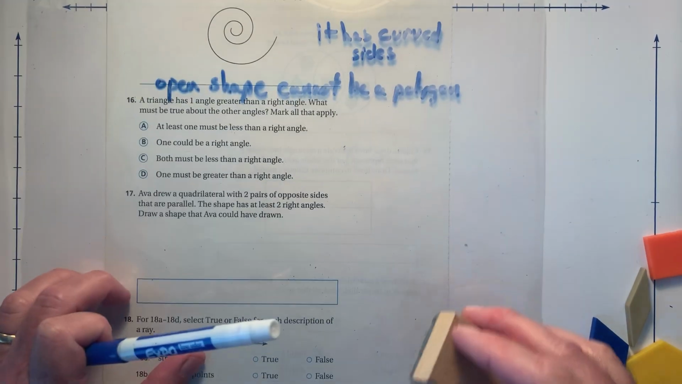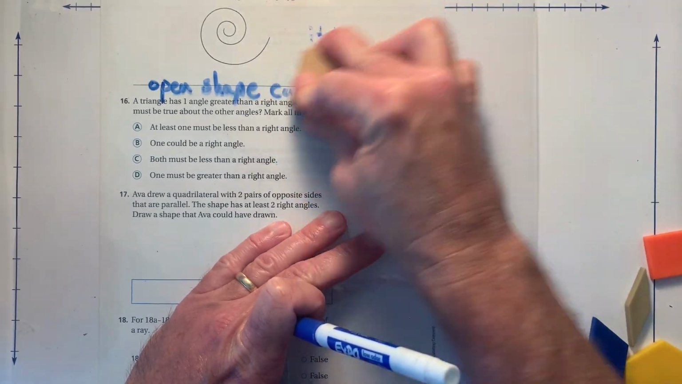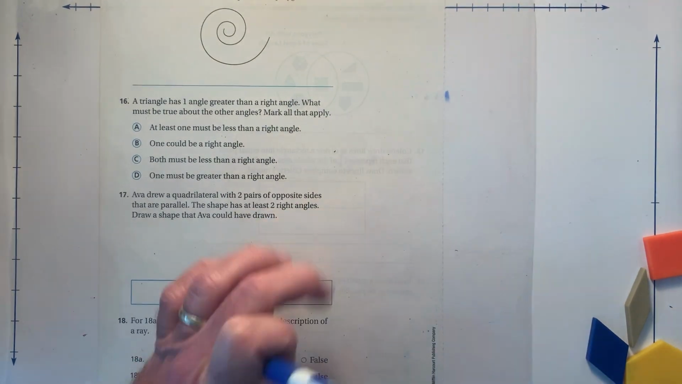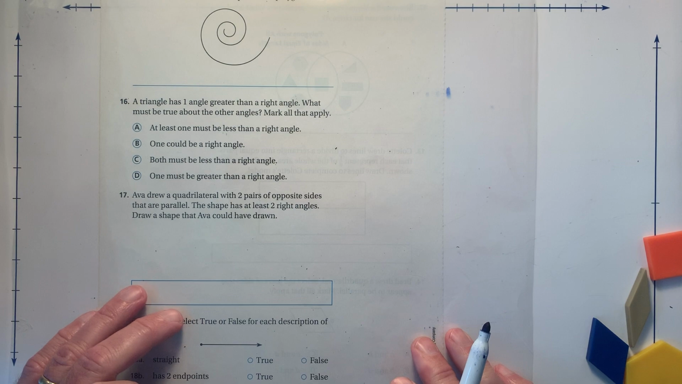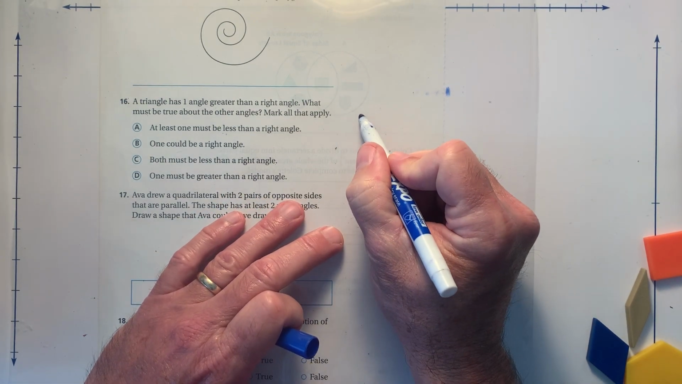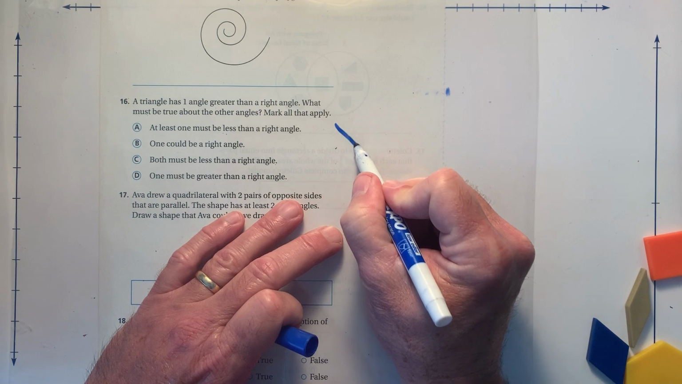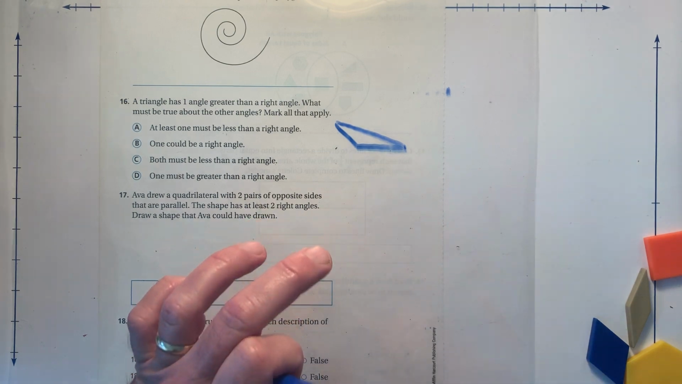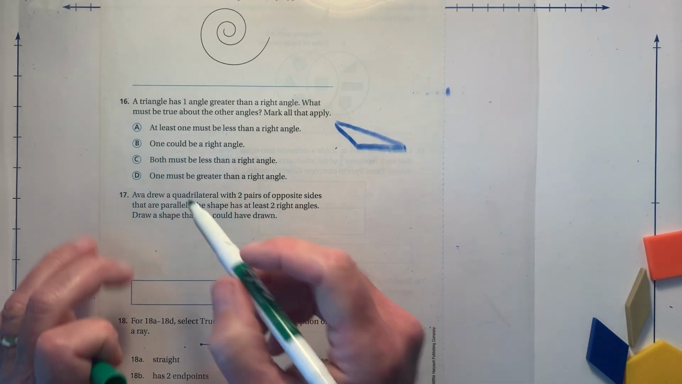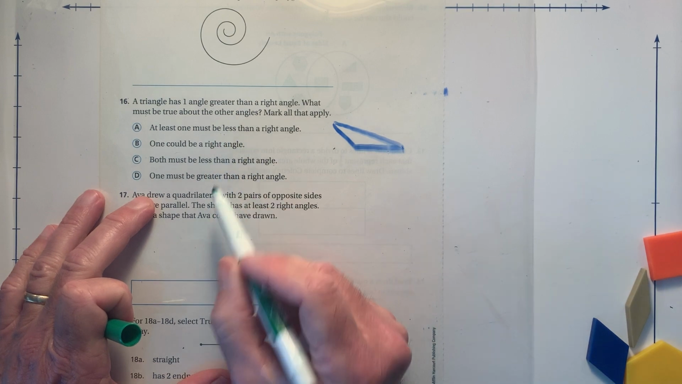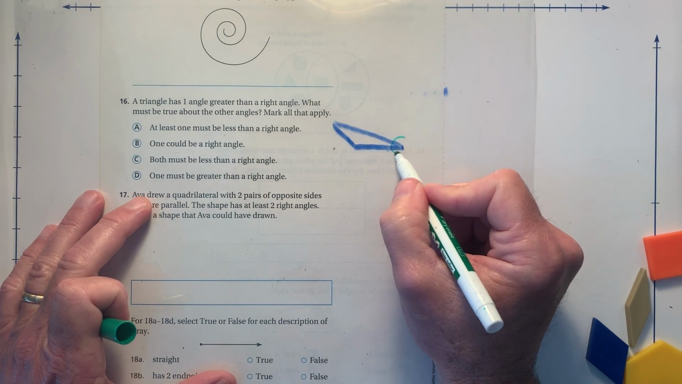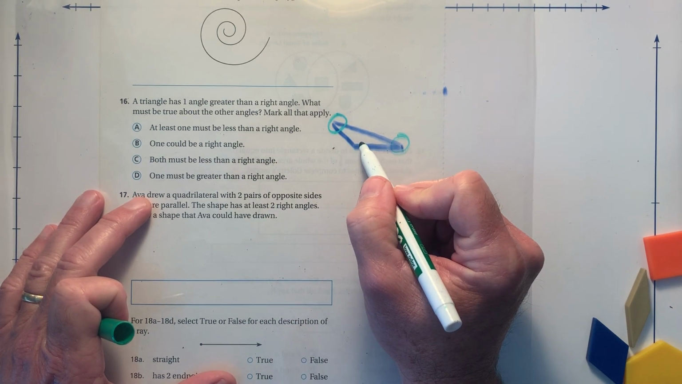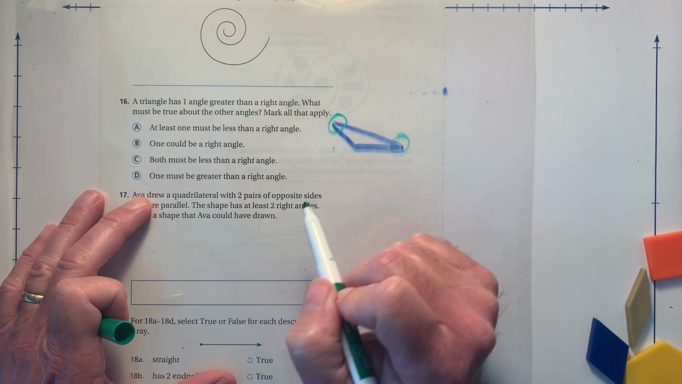Okay. Number 16 says a triangle has one angle greater than a right angle. What must be true about the other angles? So let's draw a triangle in which one angle is greater than a right angle. So this would be a right angle straight up and down. I'm going to kind of make sure that I see, and I'm going to then complete the triangle. So testing it out is a good way to go. At least one must be less than a right angle. Well, I see at least right here, I see less than a right angle. If one is big, then it looks like the other 2 are going to be less than right angles.